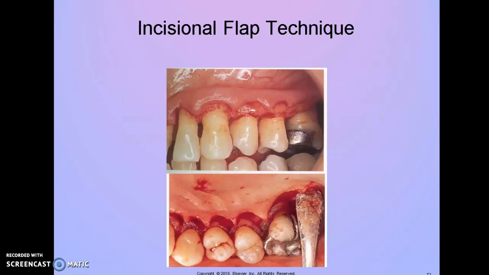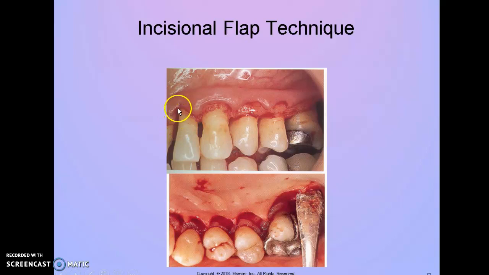So here is a look at the incisional flap technique. In here, the operator went with a scalpel and opened the soft tissue attachment. They then took a periosteal elevator that we learned about back in oral surgery and lifted that attachment. And now the bone is exposed and the root surfaces are exposed.